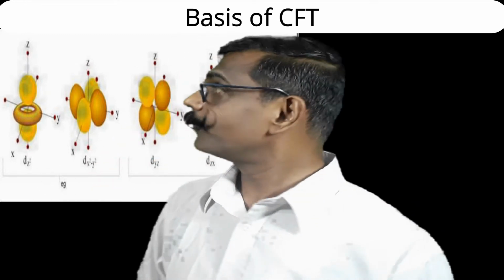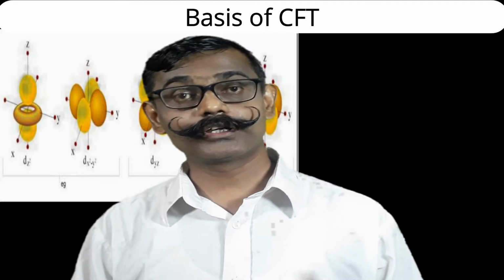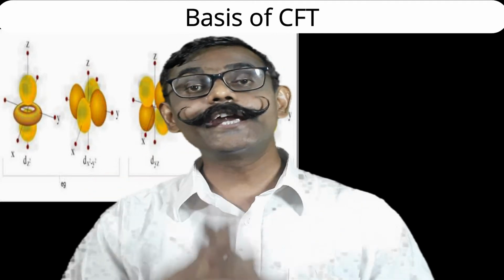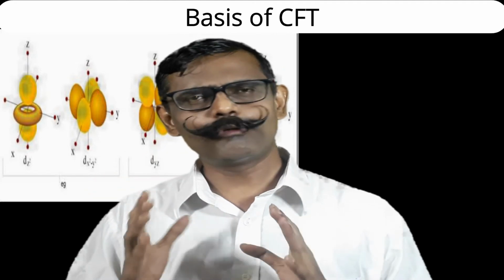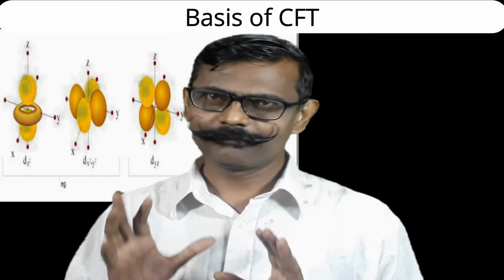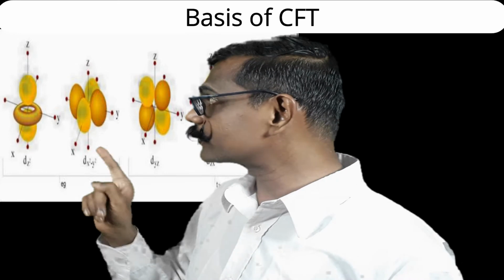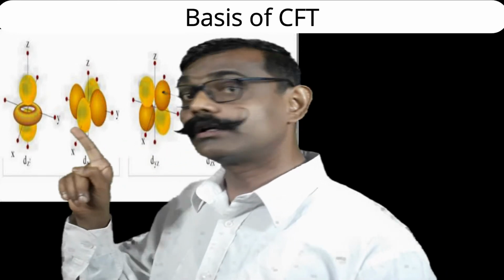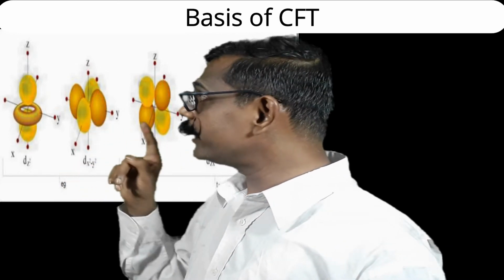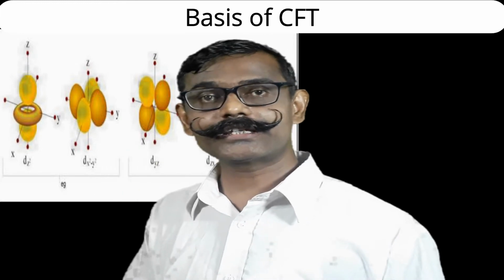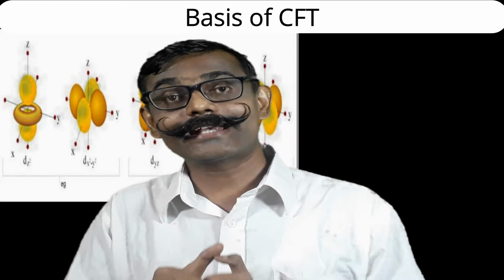Let us consider that the yellow color represents the positive wave function and the brown color the negative wave function. The wave function is not important at this moment, but orientation and shape are important. What's the understanding of the dz square orbital? dz square orbital is oriented more towards the z axis and partly towards x and y.